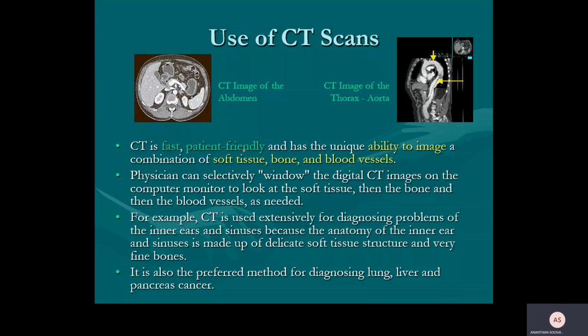MRI you can't move. You have to stay still. If you move, the hydrogen movement is going to be distorted, the image is going to be distorted, and you pay more. So CT scan is patient friendly, able to image a combination of soft tissue, bone and blood vessel. It's on par with MRI. The only thing is radiation. That's the important part you need to know from here.